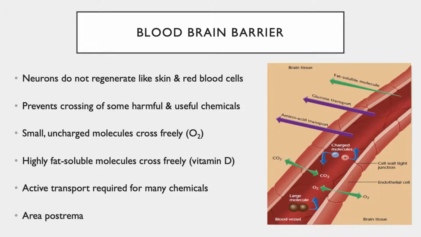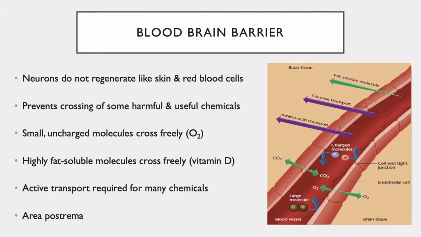So the blood-brain barrier does help prevent the crossing of some harmful chemicals and substances, similar to the placental barrier. However, it also keeps out some useful chemicals as well. This impacts various types of medications. So for example, the medication lithium does not cross the blood-brain barrier easily, and therefore you have to use a higher dose for enough of it to be available by the time it is able to cross. Lithium crosses by active transport, which is required for many chemicals to cross the blood-brain barrier.